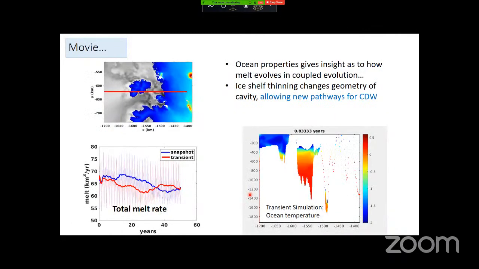I like to show a movie because I think it's nice to show how we really do need coupled models, coupled ice-ocean models, to predict what the ice is going to do.